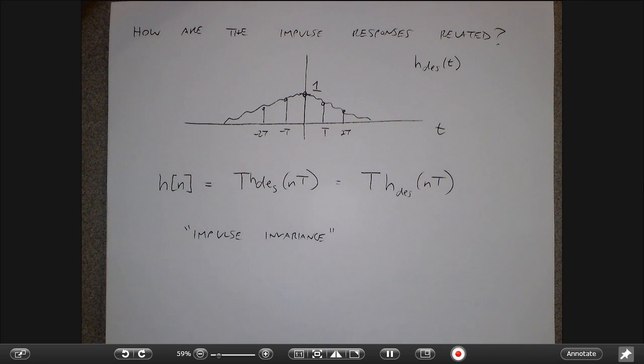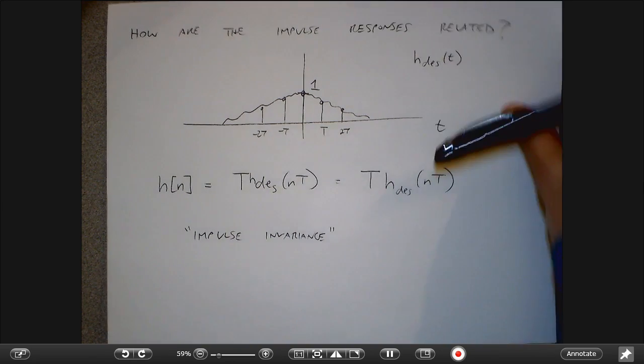Okay. So now what I want to talk about is something a little bit easier, which is changing the sampling rate.